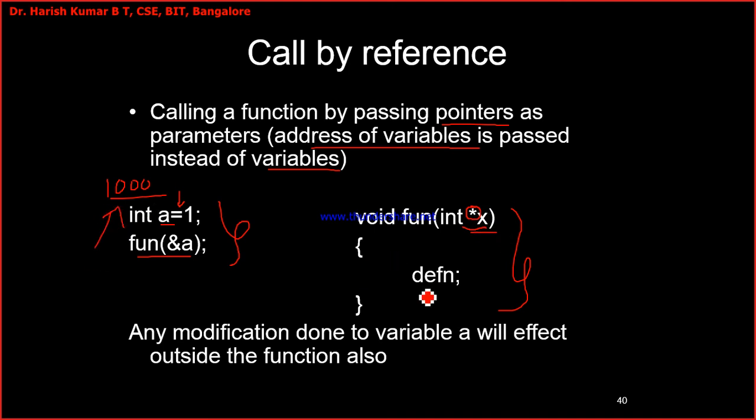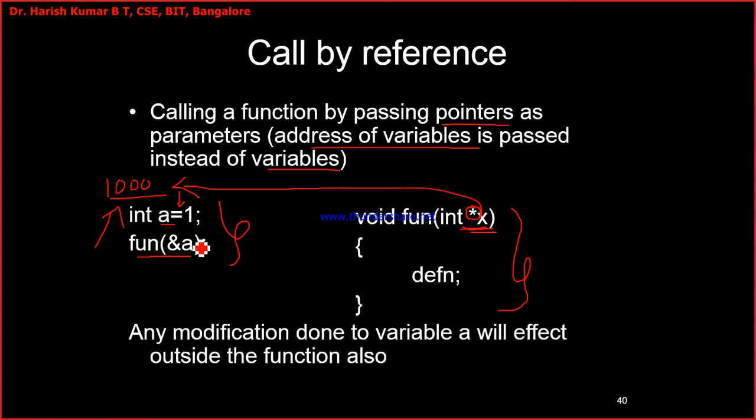Now whatever update you do here, say for example a value is 1, so inside the definition I make it as a is equal to a plus 1. So a becomes 2, correct? Using x I'll increment it. Now it gets reflected ultimately where? To this, because x is also pointing to this particular memory location.